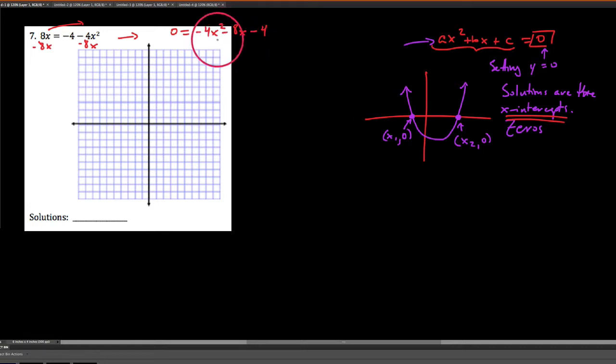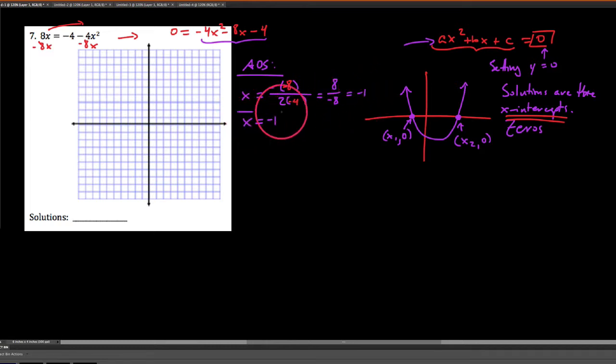And so let's take a look at how we would graph this. Of course, since it's in standard form, the very first thing we're going to do is find our axis of symmetry, which is always at, remember, negative b over 2a. So in this case, our b value is negative 8, and our a value is negative 4. When we simplify this, we get negative 8 on top, and on bottom we get negative 8. So in other words, we get negative 1, which is this vertical line that is the axis of symmetry of this parabola here.